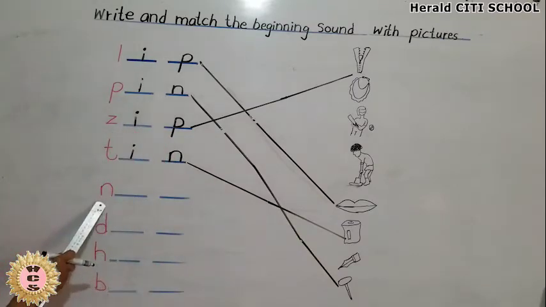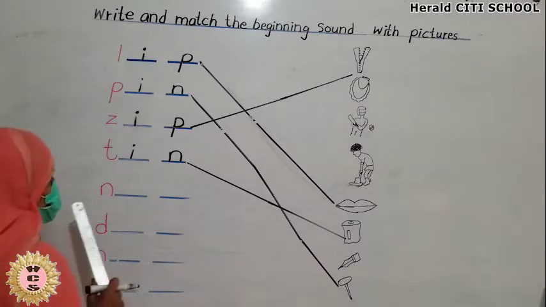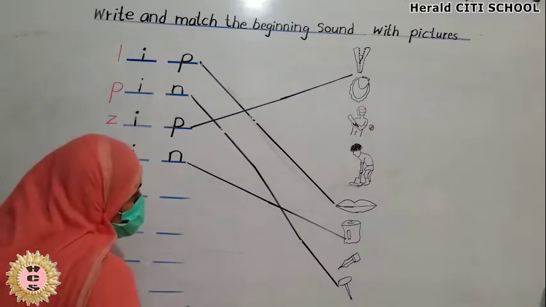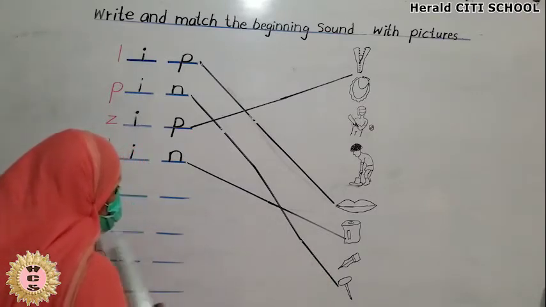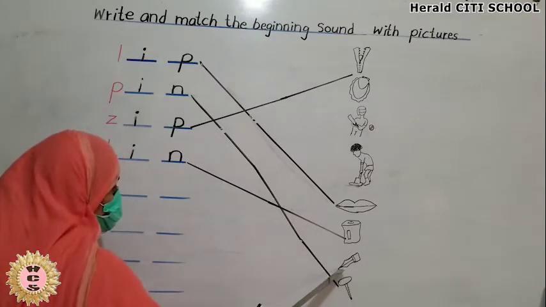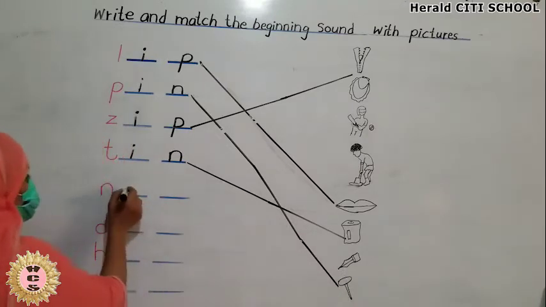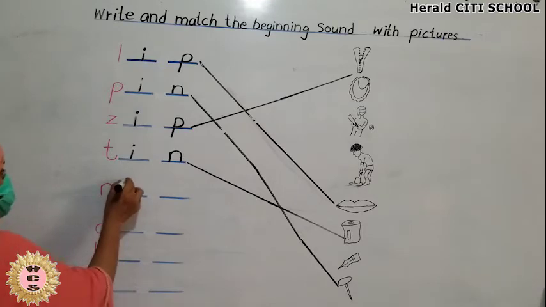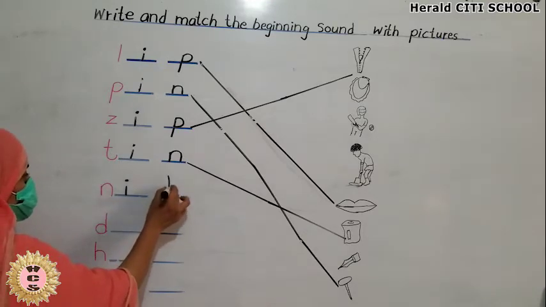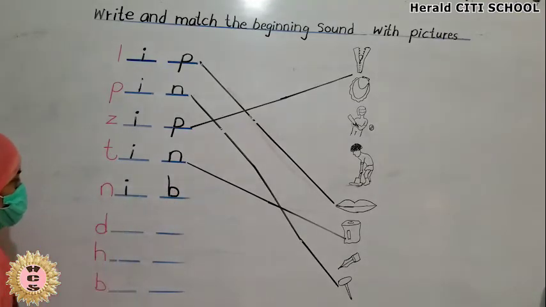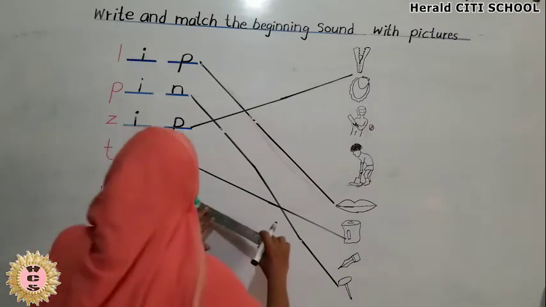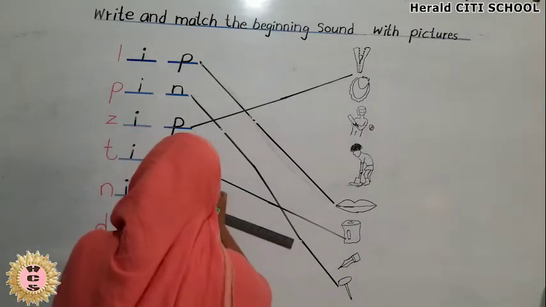Which letter is this? This is N. And which thing matches this sound? Yes, this is a nib. Look here, children. This is a nib, and the spelling of nib is N-I-B, nib. Now we will match the spelling of nib to the picture of a nib.